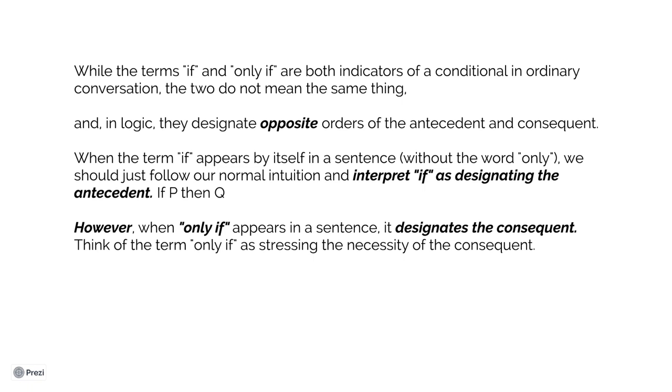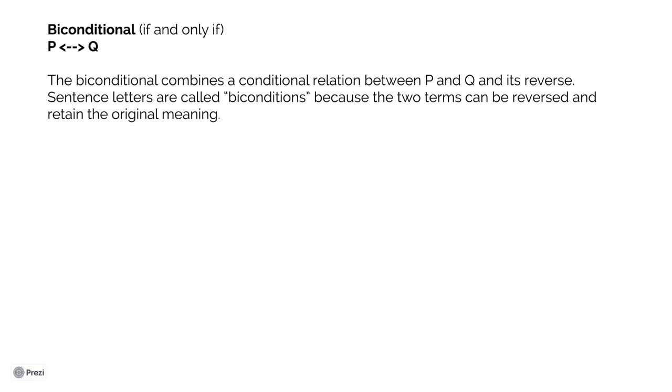However, when the phrase "only if" appears in the sentence, it does not designate the antecedent. It designates the consequent. Think of the term "only if" as stressing the necessity of the consequent. So we still end up with P right arrow Q, but in this case, whatever came after "only if" is the Q and not the P. Now, speaking of "only if," we have to be careful when we hear that language, because if we ever see "if and only if" taken together, this signals a biconditional rather than a regular conditional.